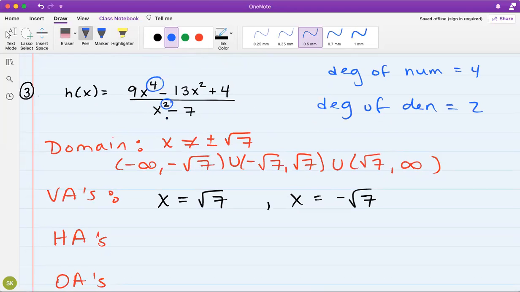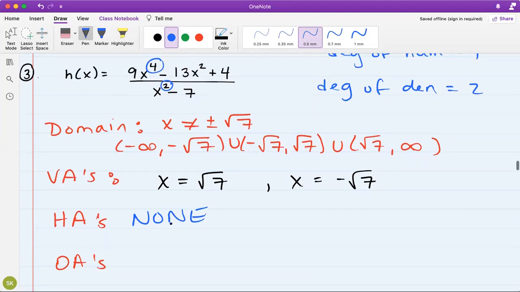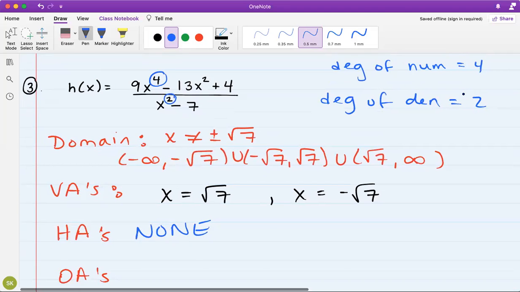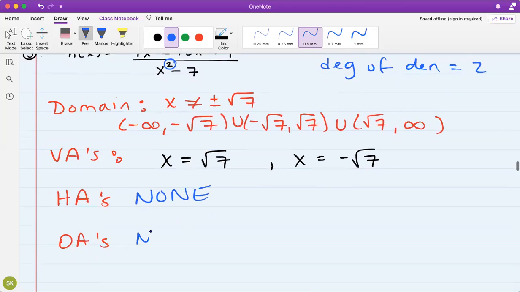Okay, we have a horizontal asymptote if the degree of the numerator is less than or equal to the degree of the denominator. Because that's not the case here, we don't have any horizontal asymptotes. We have an oblique asymptote if the degree of the numerator is 1 more than the degree of the denominator. That would mean this would have to be a 3. Because that's not happening here, we do not have an oblique asymptote.